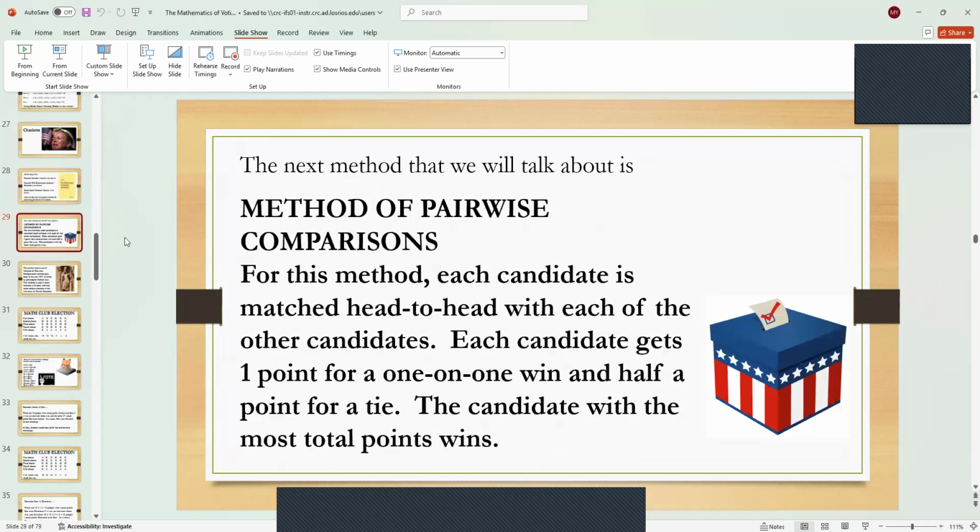The next one is called the method of pairwise comparisons. For this method, each candidate is matched head-to-head with each of the other candidates. Each candidate gets 1 point for a win. They get half a point for a tie, which doesn't happen very often. Usually it's 1 point for a win, and you don't get any points if you lose. The candidate with the most total points wins. So we match everyone up head-to-head.